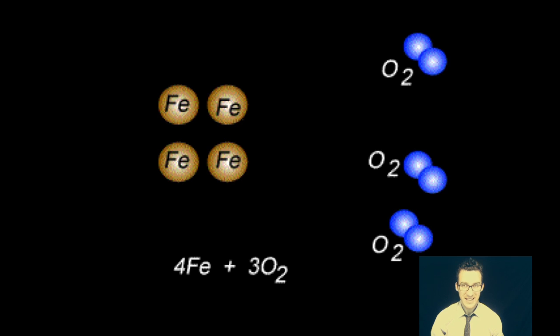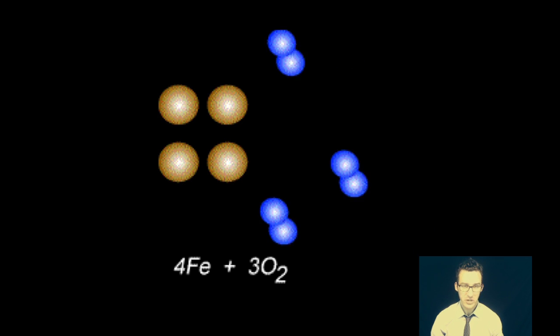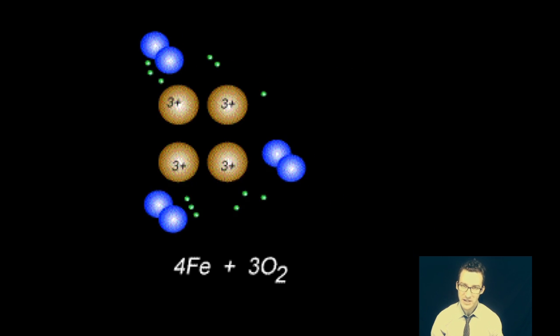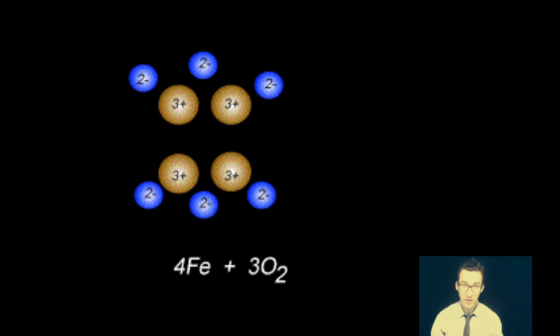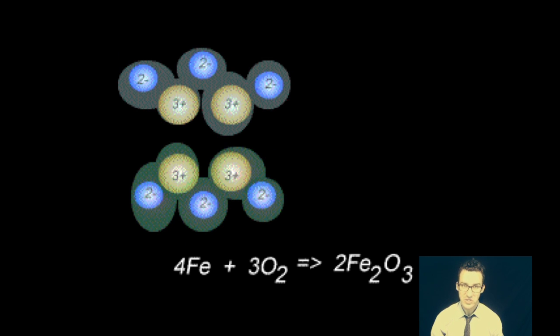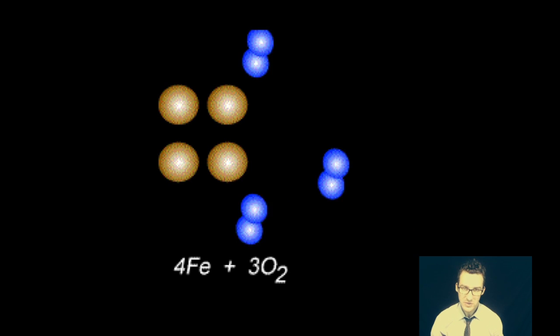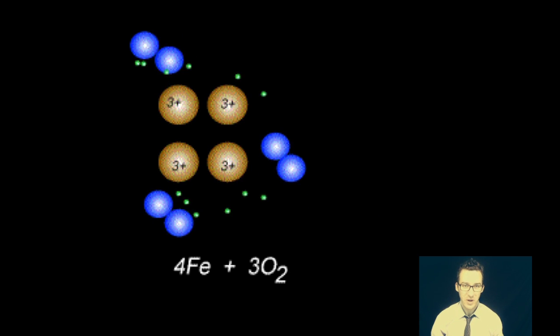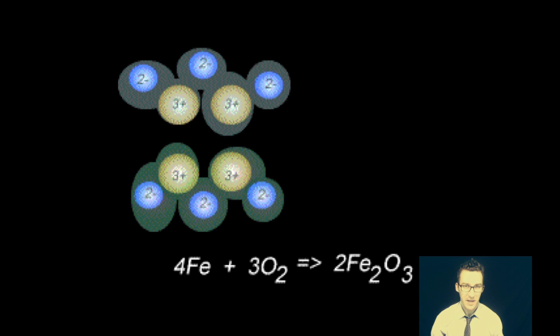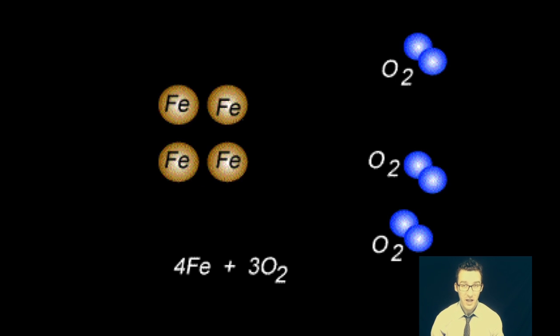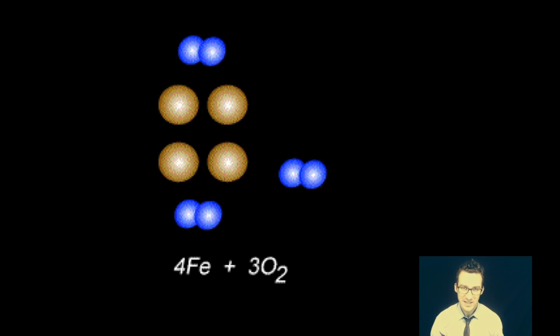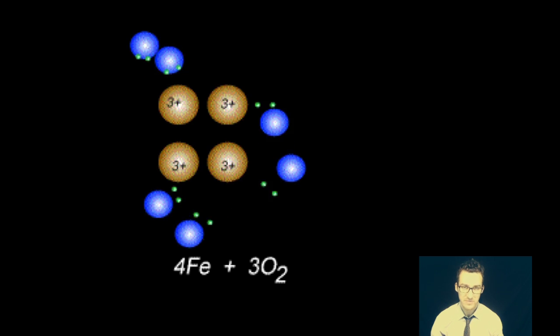So here's a fantastic animation that essentially shows you what happens in a redox reaction in terms of the transfer of electrons. In this reaction, we start out with iron and molecular oxygen. As we have these two things react with one another, the electrons from the iron are transferred to the oxygen. In other words, the iron loses electrons and it is oxidized, and oxygen gains electrons and it is reduced.